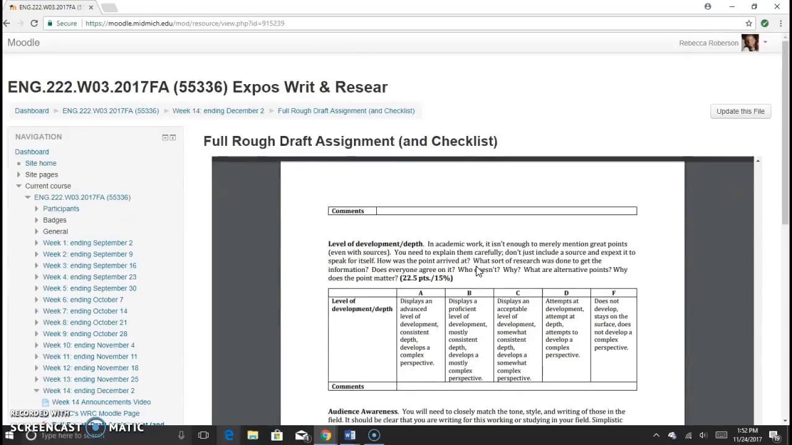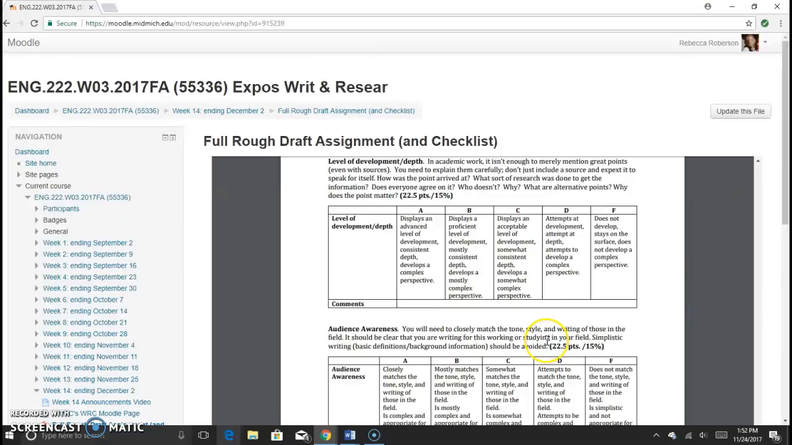Level of depth and development, as well as audience awareness, were big issues with our half drafts. I saw a lot of papers that were very simplistic. They were either writing in a very simplistic way, so using basic definitions, providing background information, and really staying on the surface of the discussion. And then I saw a lot of papers that just were not positioned papers. They were not positioned research papers. They were more high school level research papers. Here's a problem. Here's how it came to be. And there wasn't really a point to the paper other than to provide information about a problem.